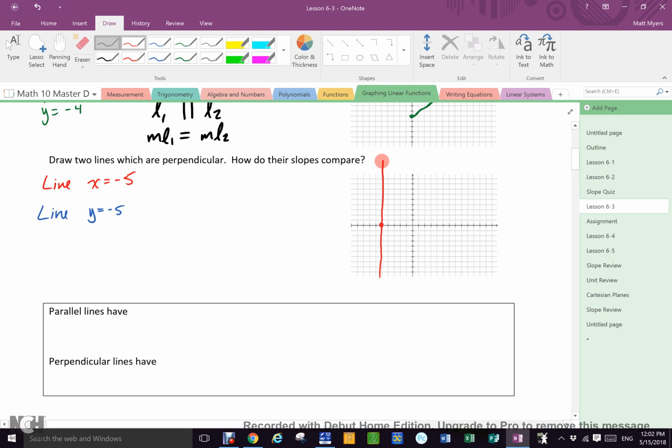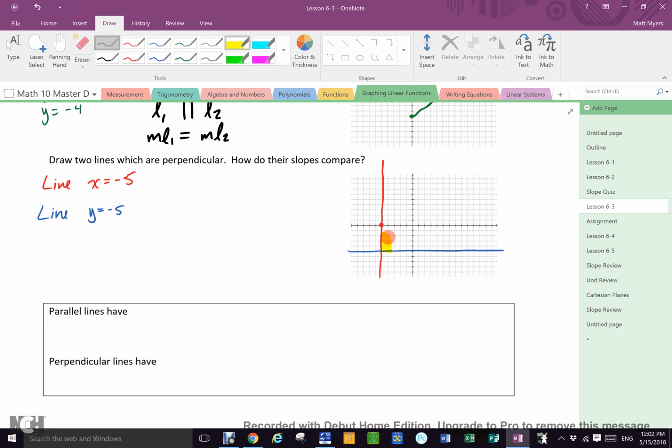Everybody understand? Great. How do I draw y equals -5? I go to -5 down. 1, 2, 3, 4, 5. And that is always going to be the case. What do you know about this angle? It's 90 degrees, which means this is perpendicular. Everybody with me?